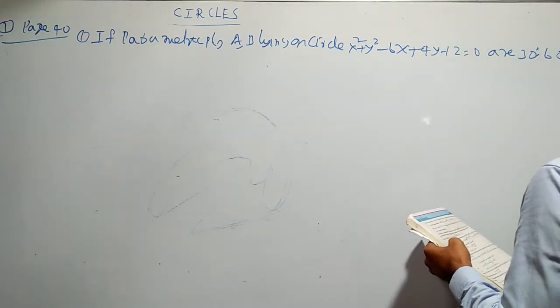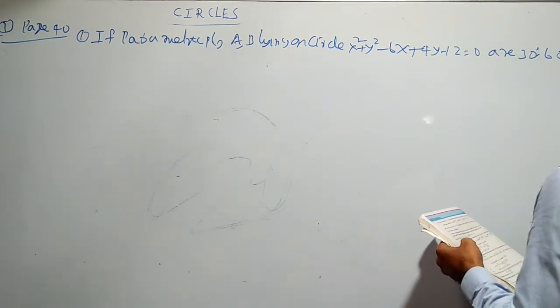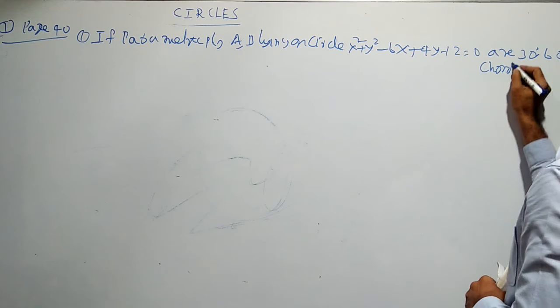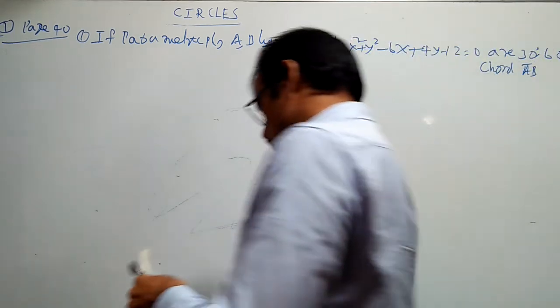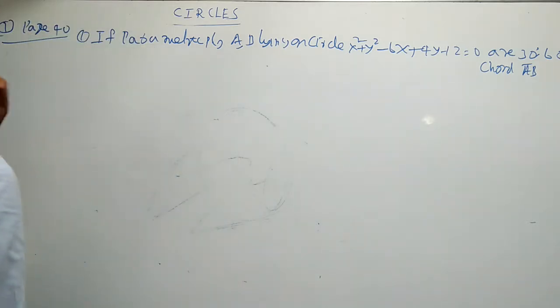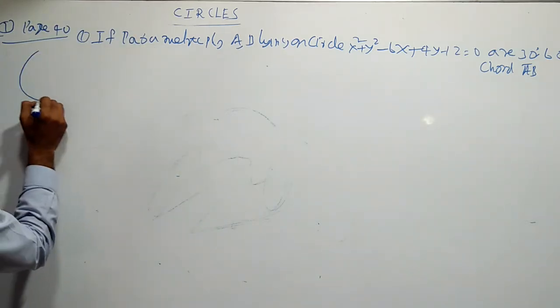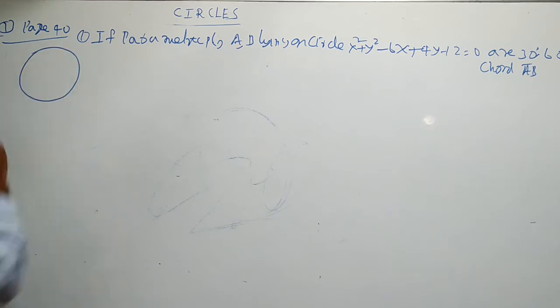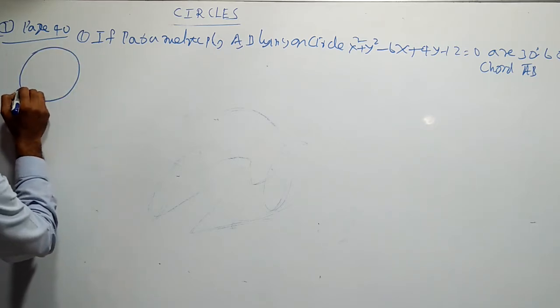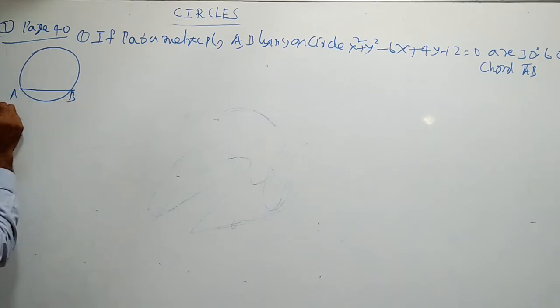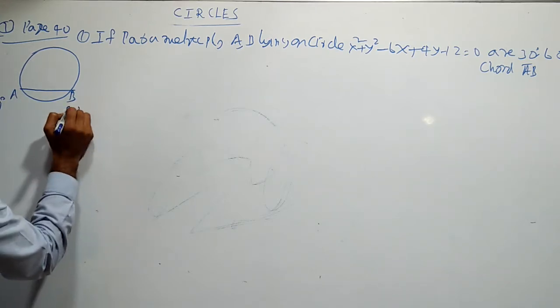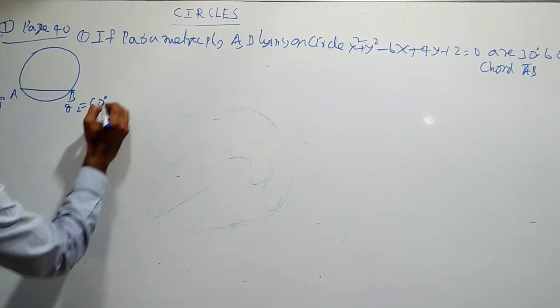find the equation of chord AB. So 30 degrees and 60 degrees are the parametric points. What are the parametric points? Whenever an angle is there, the angle is made with the line in the positive direction of the x-axis. Here A, B: I am writing here theta 1 is 30 degrees. Next you can write theta 2 is equal to 60 degrees.